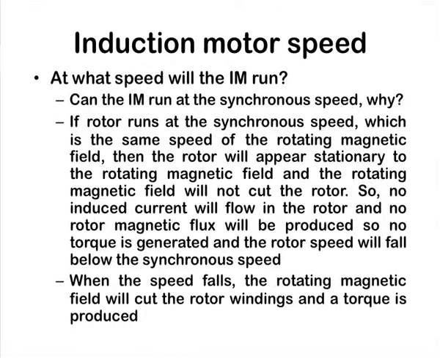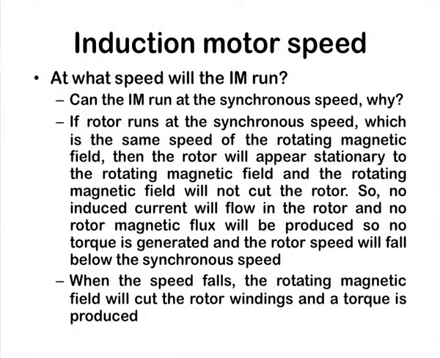If the rotor runs at synchronous speed, that is, at the same speed as the rotating magnetic field, then the rotor will appear stationary to the rotating magnetic field, and the rotating magnetic field will not cut the rotor. So, no induced current will flow in the rotor, and no rotor magnetic flux will be produced. So, net torque will be 0, and the rotor speed will fall below the synchronous speed. Now, as soon as it falls below the synchronous speed, again there will be a relative speed, and that will again produce the rotor current, and thus the motor will start rotating. In this way, the rotor will always slip behind the synchronous speed.